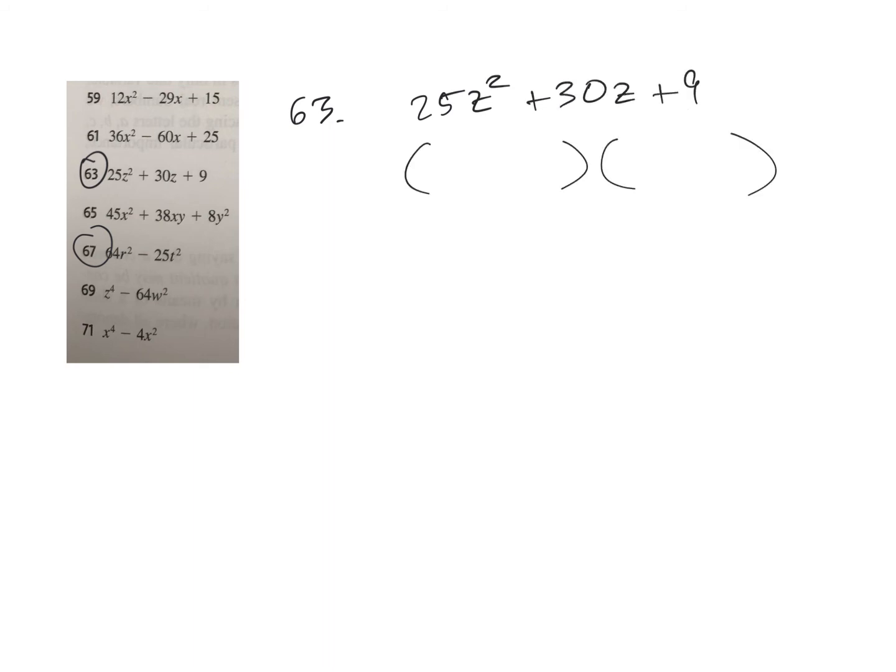Okay, let's do 63, and let's do 67. So 63, again, we are looking at a trinomial. So take a look at this. You got 1 and 25 and 5 and 5. So let's use 5 and 5.